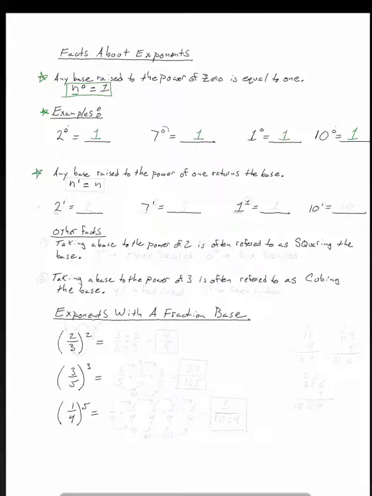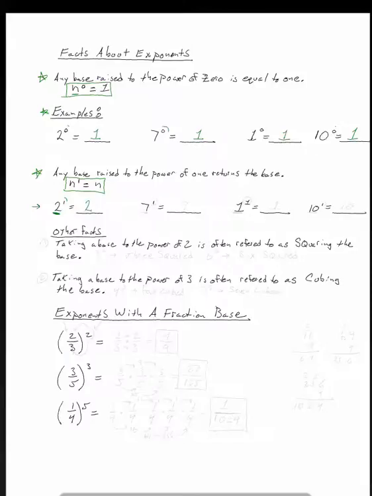Our second fact says any base raised to the power of 1 returns the base. So, in general, if we have some number n being raised to the power of 1, then we get our number back. So if we look at our first example, it says 2 to the power of 1. Well, we know our rule says that if we take something to the power of 1, we just get our base back. So 2 to the power of 1 is 2.